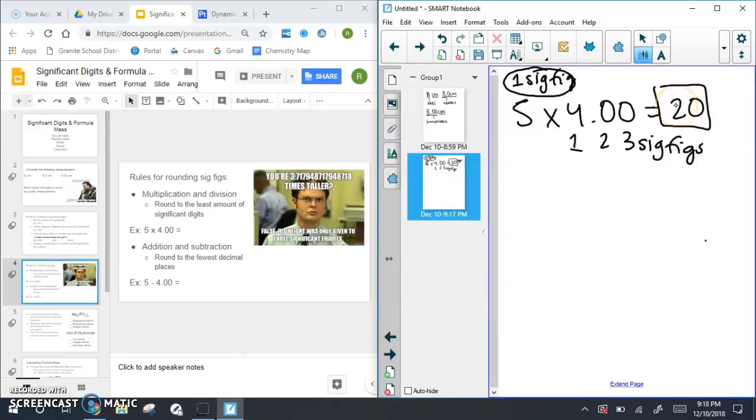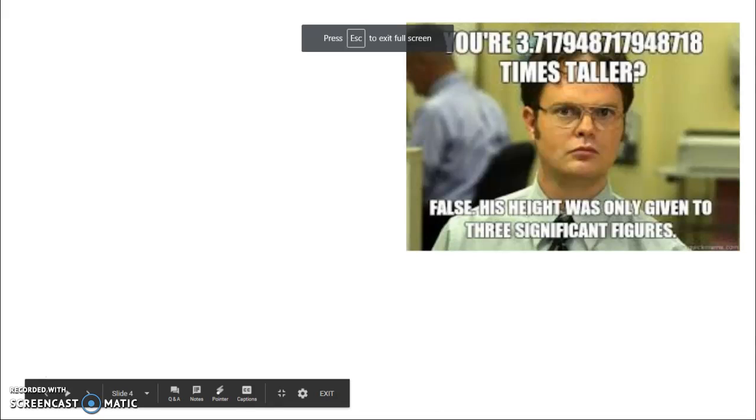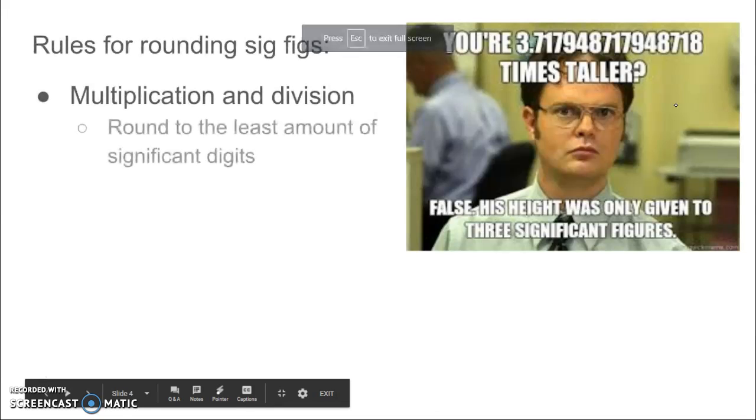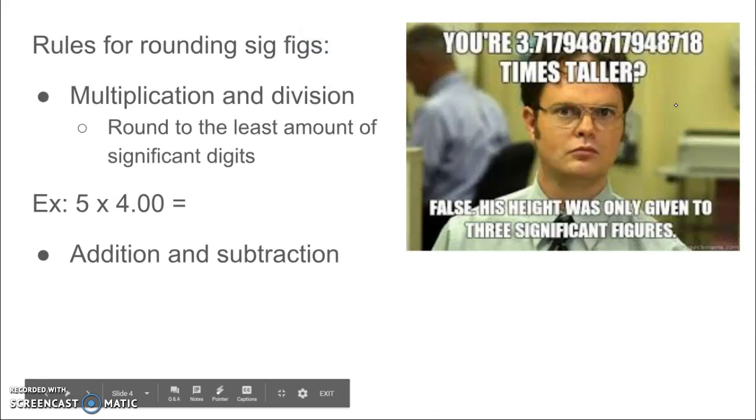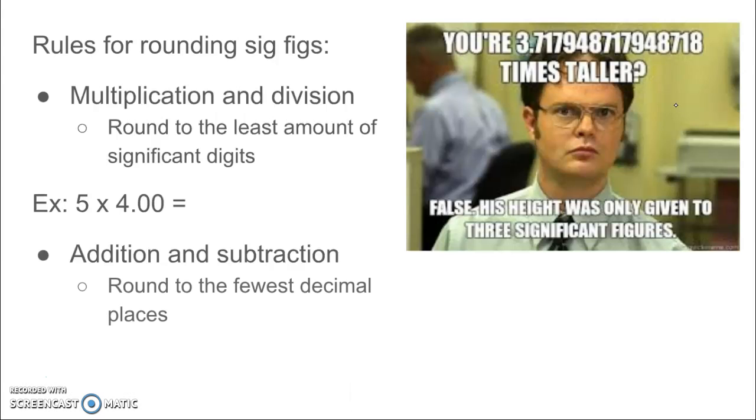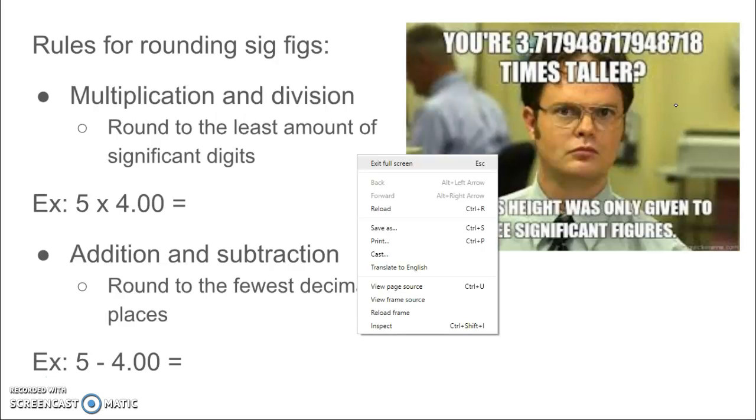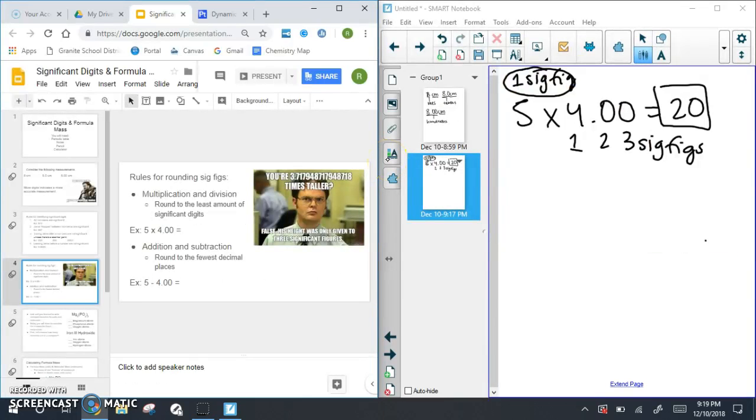Okay. Now you can see where we're going with this because the presentation already showed you what we're headed towards. But when you add and subtract things, you want to round those numbers to the fewest decimal places. So I have an example here as well. We're going to be subtracting 4 from 5, so let's write that out. 5 minus 4.00, and I like writing them top and bottom in this case because it really helps me keep track of my decimal places.